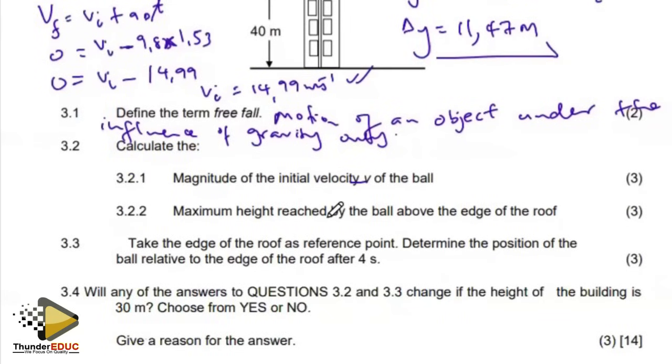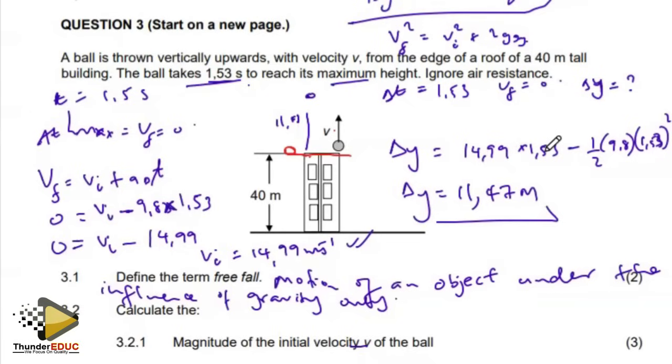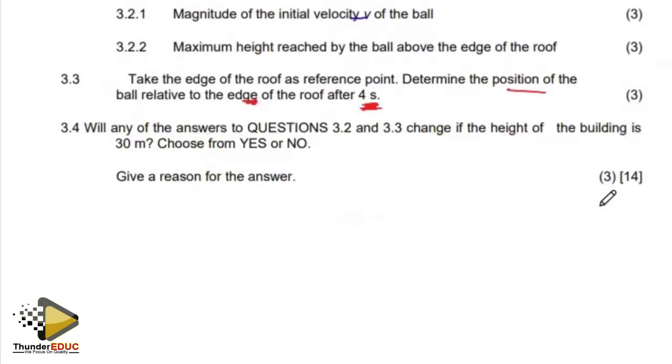Then 3.3, can we take the edge of the roof as the reference point? We need to determine the position of the ball relative to the edge of the roof after 4 seconds. So from this point of projection, if this is our 0 line, that's what it means to take it as a reference point. So after 4 seconds, what will be the position of the ball? I can still use the same formula of the delta y, but where there's time, I can just use the 4 seconds. Is that okay with people? Good. So we said we're using the same formula.